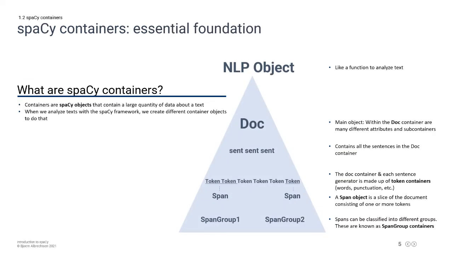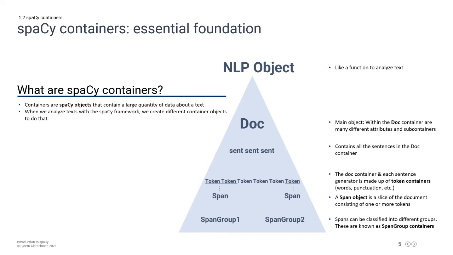So before we start off with any coding, I think we first need to understand how spaCy's container architecture works. These are spaCy specific objects that contain a large quantity of data about the text itself. On top of that is the NLP object, which basically works like a function to analyze text. So you input the text into this NLP object, and then a variety of text analysis procedures are done by default. The doc object is basically at the core of this whole procedure.